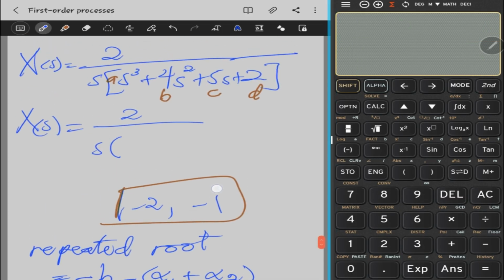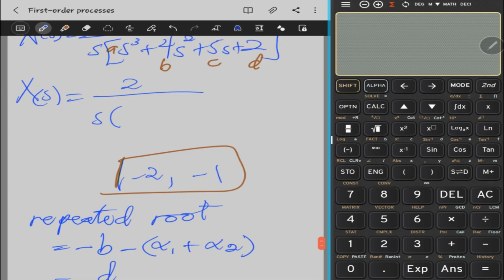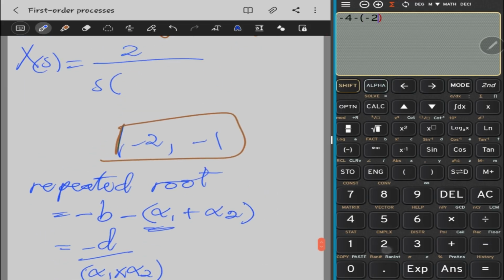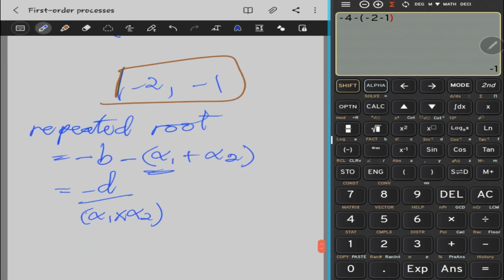So in this equation here, we know the b is what? So now we are using this equation. So minus, and we know the b is 4. So -4 minus, right? And the roots are minus, if you add them, that's -2 -1. Right, so we know the repeated root is equal to -1.